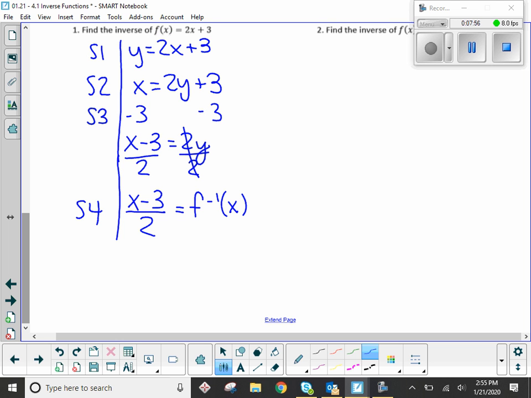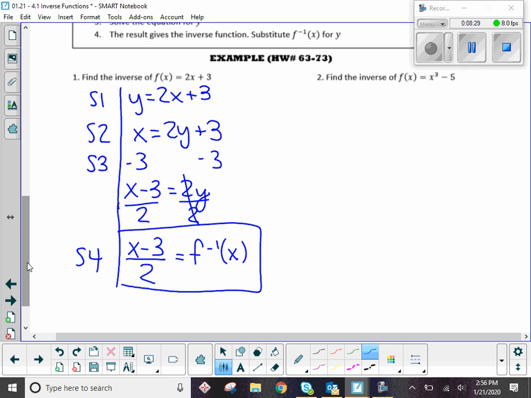Does anybody remember what this notation means? Yeah, it means the inverse function. It looks a lot like it's saying f to the negative 1 power, but it's not a power. It's not an exponent. It's just notation. We've taken the inverse, or we found the inverse of the original function f. It's a way of saying they're still related to each other, but they're not exactly the same. And so that's your inverse function.